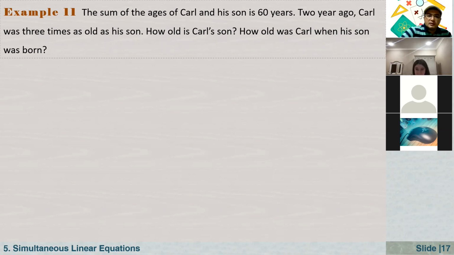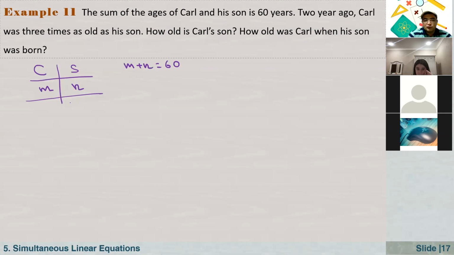Very simple question, right? Look here, the sum of the age of Carl and his son. Now, let's say Carl is m years old and his son is n years old. So the sum of their age, m plus n, is equal to 60. 2 years ago, how old was Carl? M minus 2. And his son, n minus 2. 2 years ago, Carl was, that is m minus 2, 3 times as old as his son.